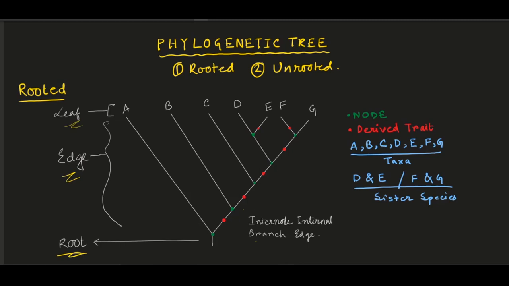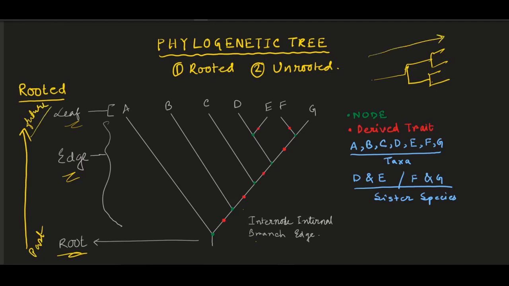In this kind of phylogenetic tree, we can also draw it like this. If you want to, you can also draw it like this. Okay, in this type we plot time on the y-axis, and this is the past and this is the future, or you can say present. But in this one we plot time on the x-axis, and this is the past and this is the present or future.